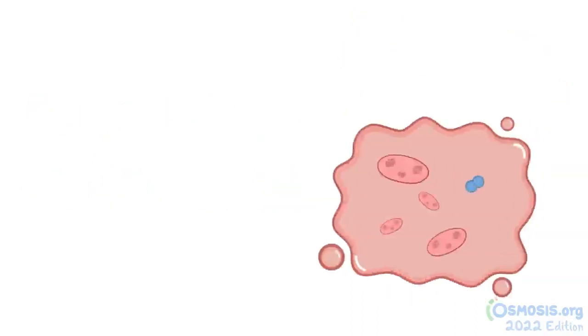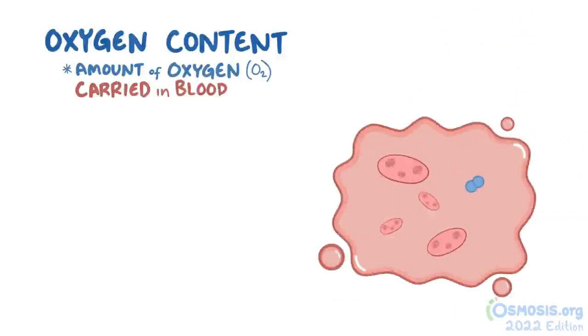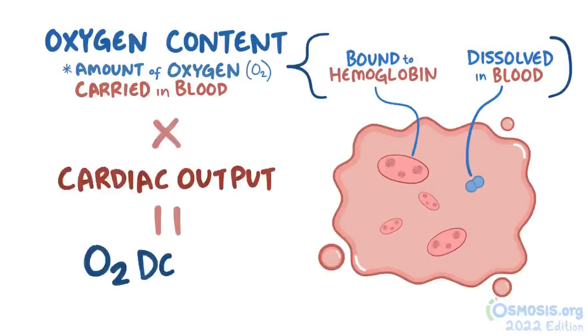Alright, as a quick recap. The oxygen content of the blood is the amount of oxygen that's carried in the blood, which is dissolved oxygen and hemoglobin-bound oxygen. Oxygen content can then be multiplied by the cardiac output to determine the oxygen delivery, which is the amount of oxygen that reaches the tissues each minute.